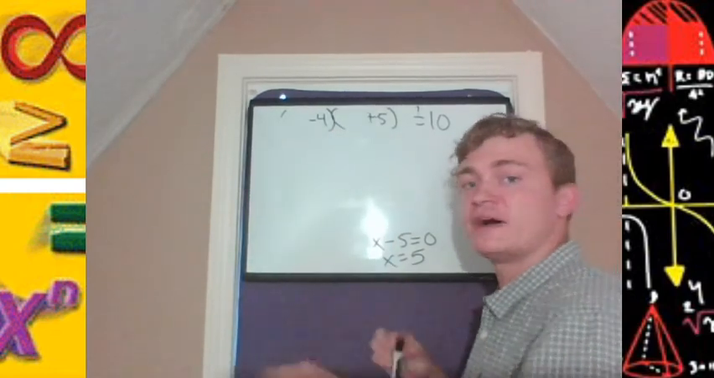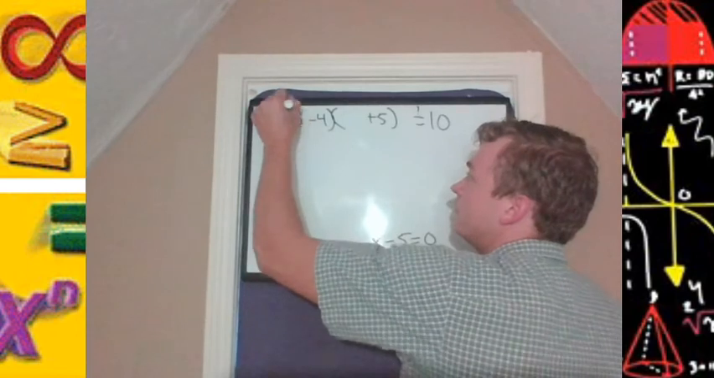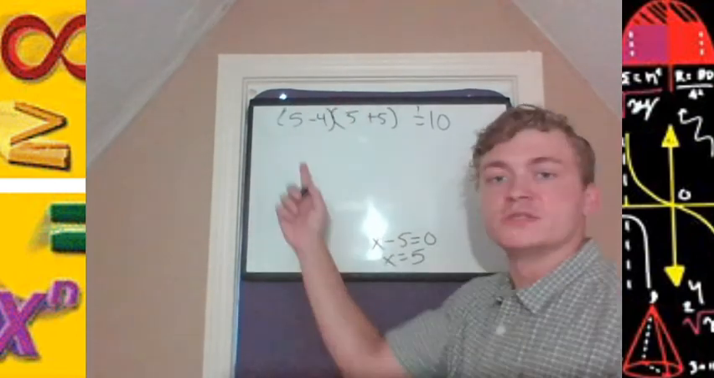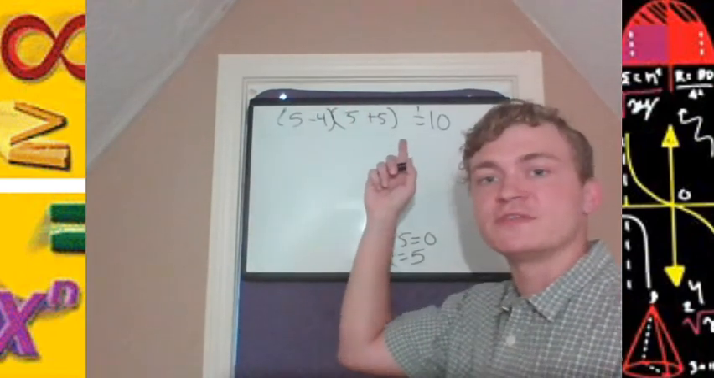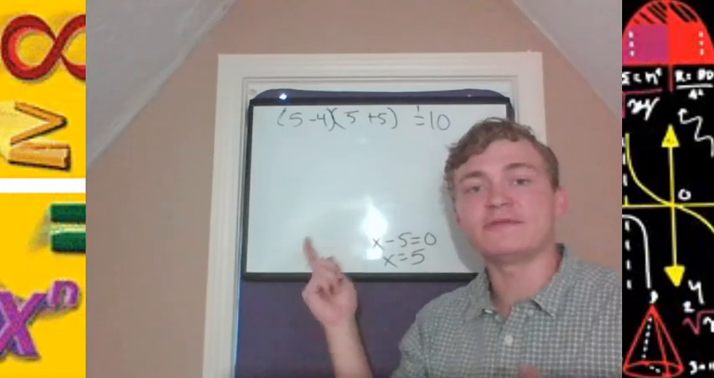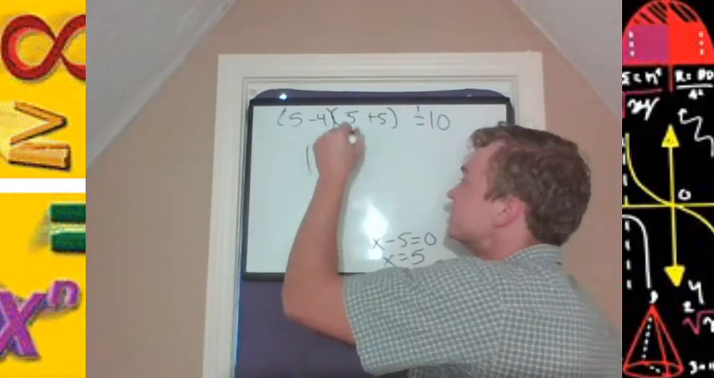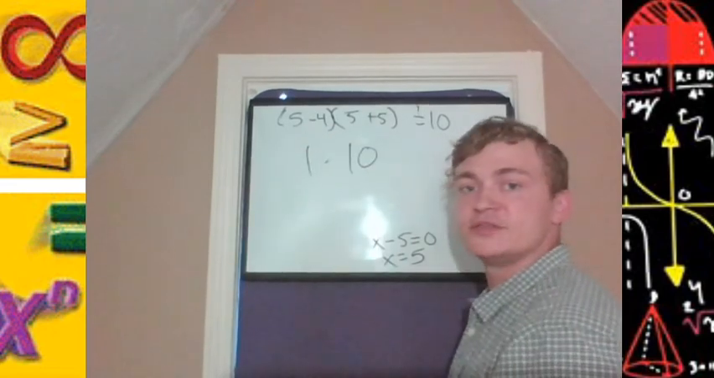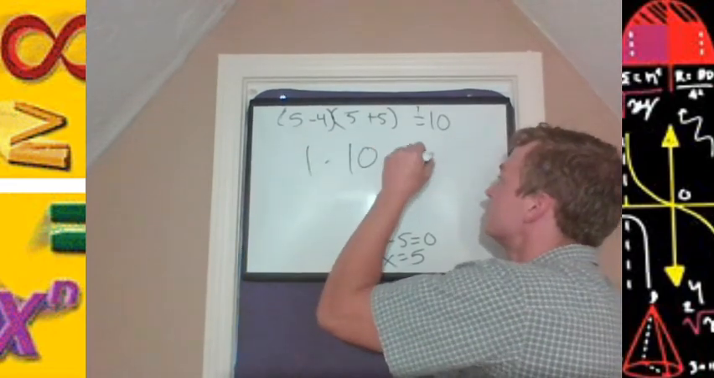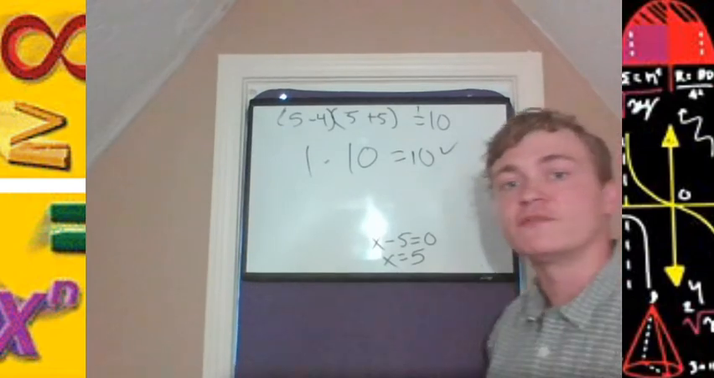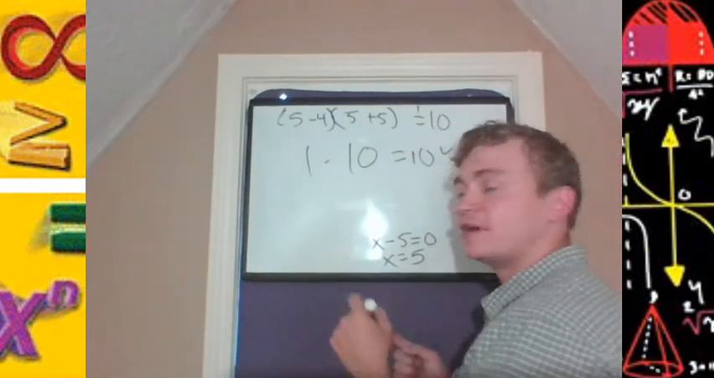Let's check positive 5. So x minus 4 multiply x plus 5 equals 10. When x is 5, we want to know if this is true. 5 minus 4 is 1. 5 plus 5 is 10. We're multiplying these two values. 1 times 10 equals 10. So we confirmed what? That negative 6 and positive 5 are our solution.